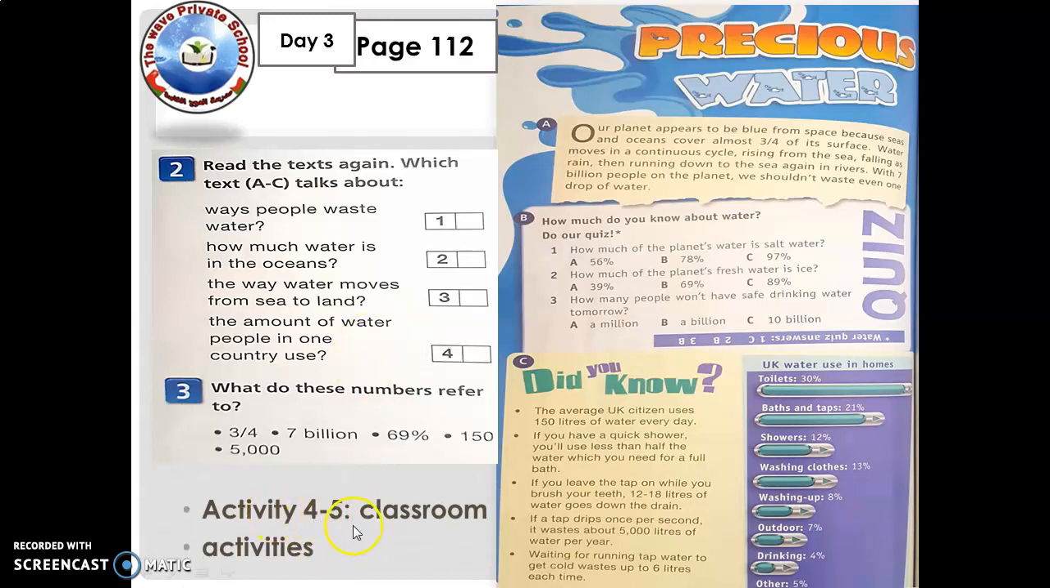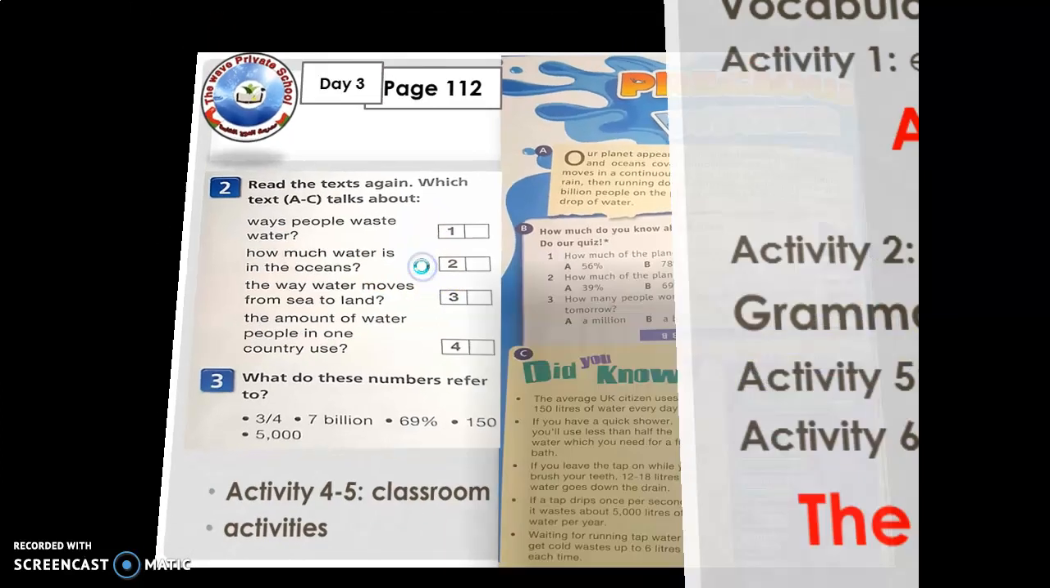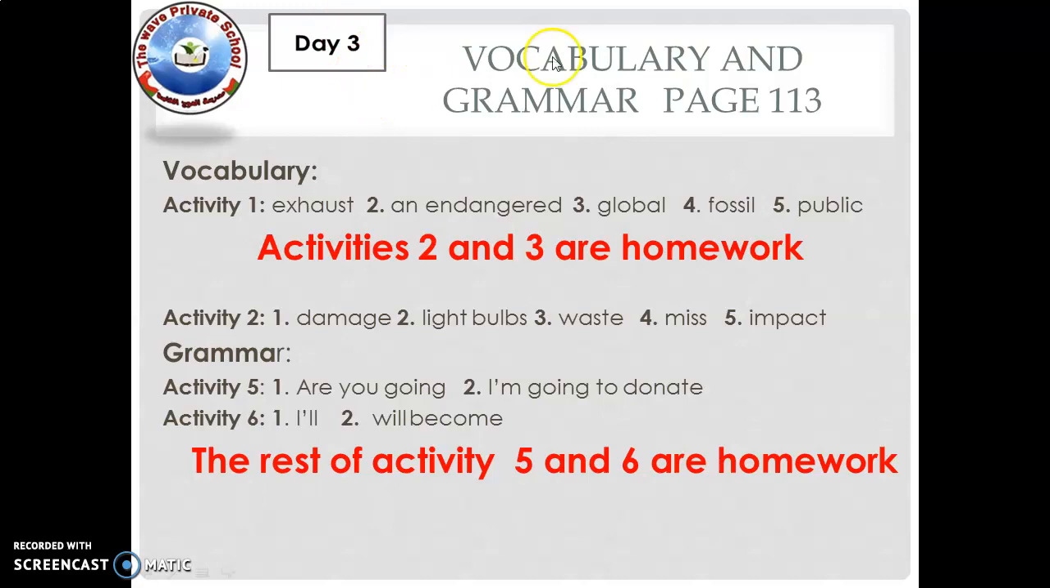Activities 4 to 5 are classroom activities, as they are listening and speaking. Now, day 3, vocabulary and grammar, page 113. In the vocabulary, activity 1, I give you the answers as an example in your book. And then activities 2 and 3 are homework. The answers in activity 1 are 1, 2, 5. The ideas or concepts are all in what we have discussed in this unit.